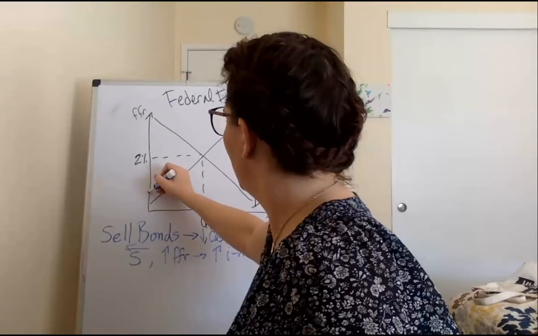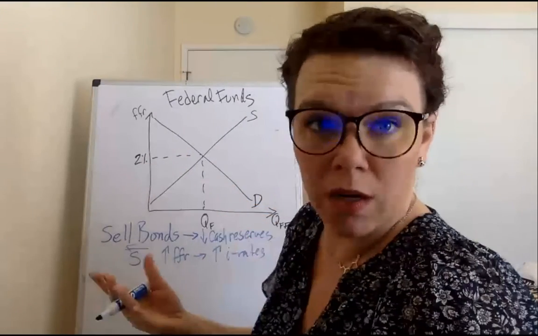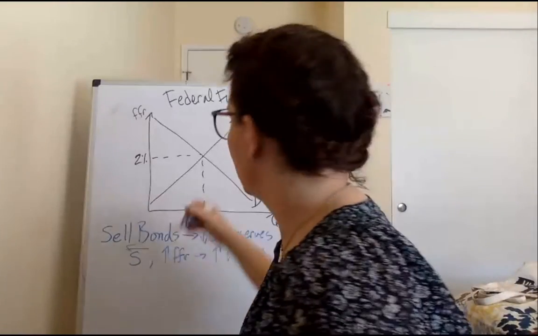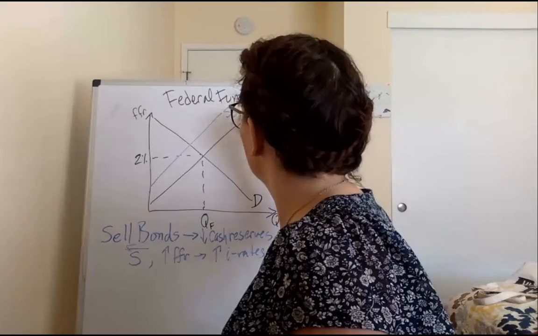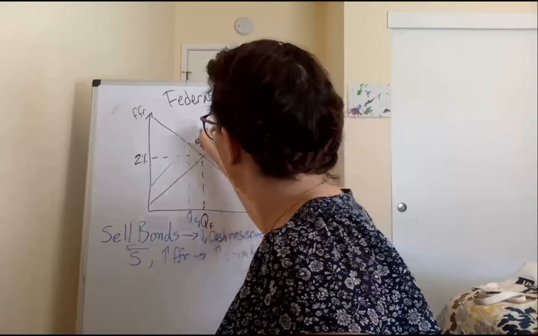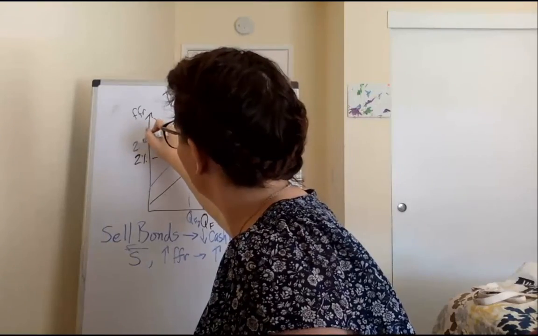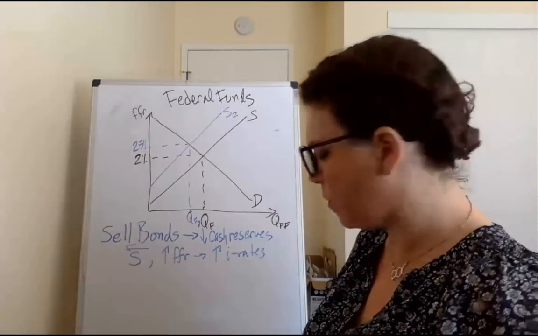They're going to sell bonds, which means banks are going to buy those bonds and give the Federal Reserve their liquid cash, right, their dollar bills. That's going to shrink the supply, shift the quantity of federal funds in, and raise that target interest rate. Maybe now it's up to 2.5%.